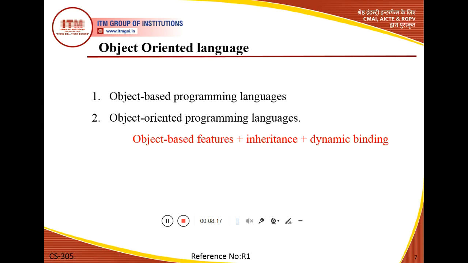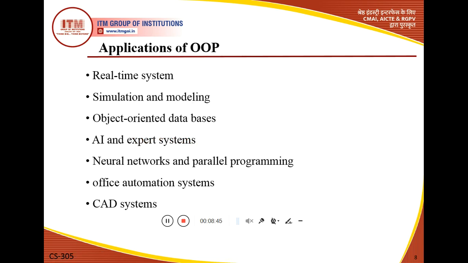And object oriented language can be defined by these characteristics. It will consist of the features that are defined in object based programming language plus inheritance plus dynamic binding. So I highlighted this concept because this is the main difference between these two languages.